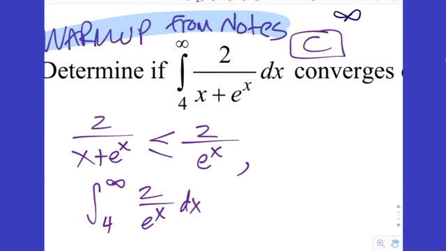This is less than or equal to that for all x greater than or equal to what would we say? 4. Man, I'm glad you caught that, Skylar, because that's an important thing. It may not be true for all x, but over the interval that we're integrating, it will be. So that's an important ingredient as well.